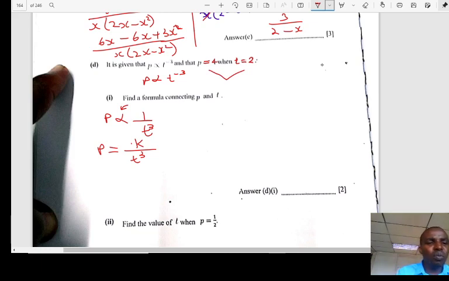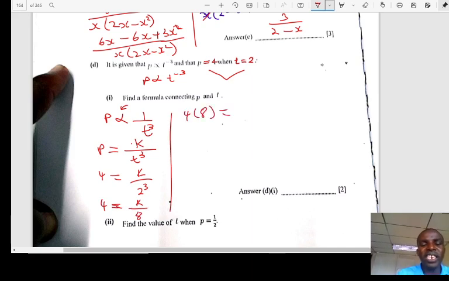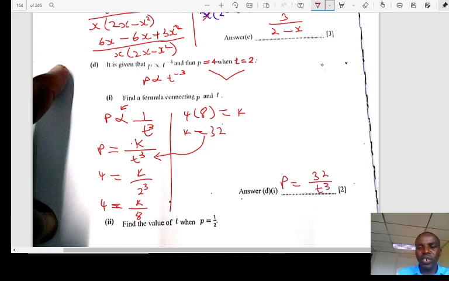So where there's p, you put 4. Where there's t, you put 2 cubed. So it will be 4 is equal to k over 2 cubed, which is 8, 2 times 2 times 2. Then we multiply by 8 both sides. 4 by 8 is equal to k. So you get your k is equal to 32. Then you replace on this equation where there's an equal sign. It will be p is equal to, where there's k, you put 32 over t cubed. Then you are done.